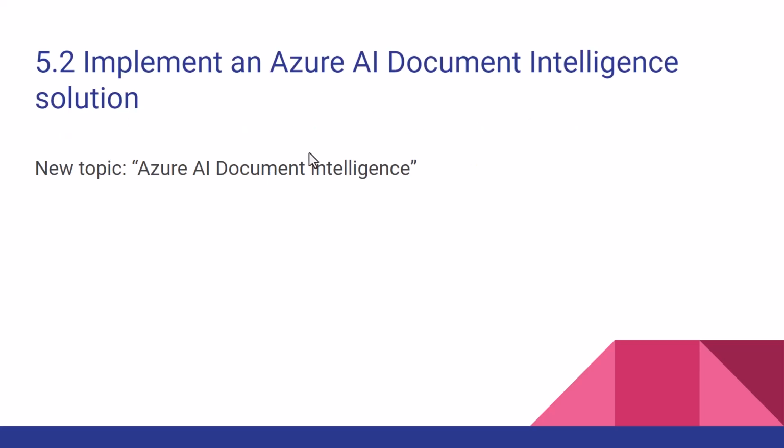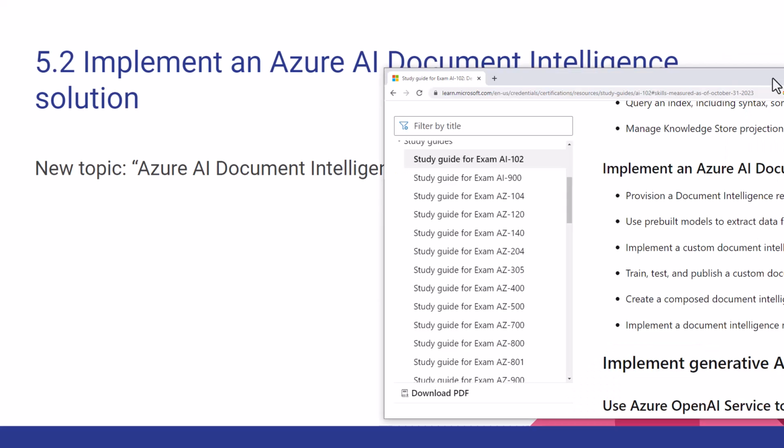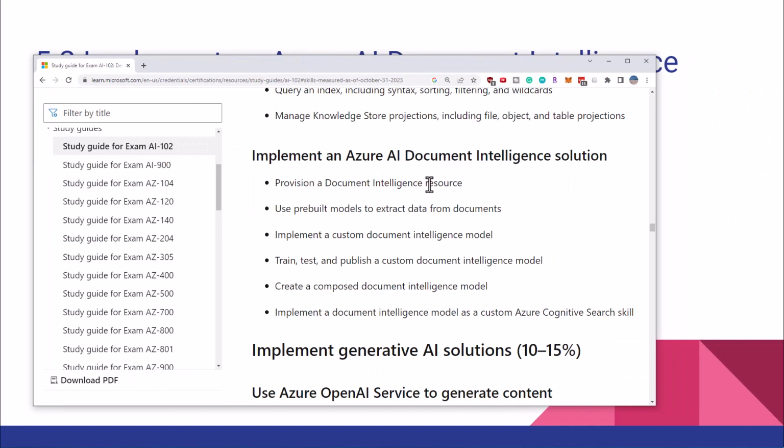Now, this whole section on AI document intelligence is new. So AI document intelligence, if we go back to the requirements here, we're talking about document intelligence, pre-built models, custom document intelligence. This is probably Form Recognizer that has been rebranded as document intelligence.